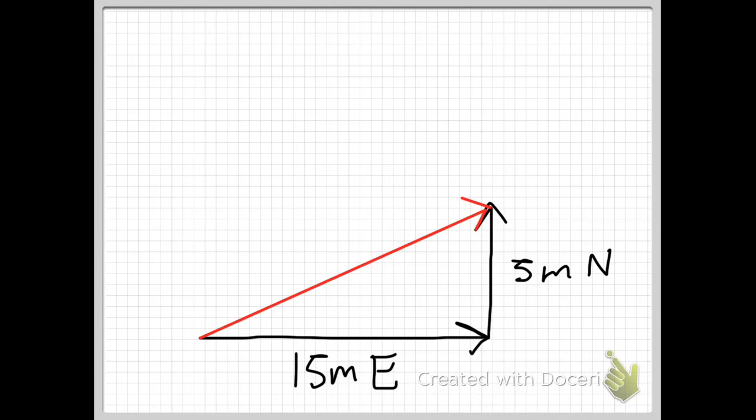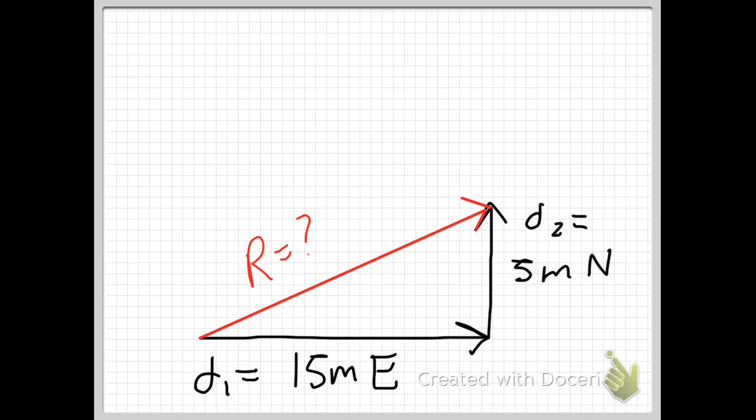So I'm going to make sure I've got these labeled. I have displacement 1 is 15 meters east. Displacement 2 is 5 meters north. My resultant is this red line. How do I find it? Pythagoras. Perpendicular vectors are easy, easy, easy to solve.